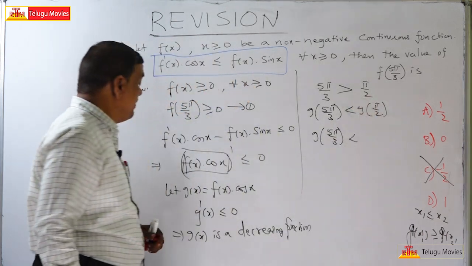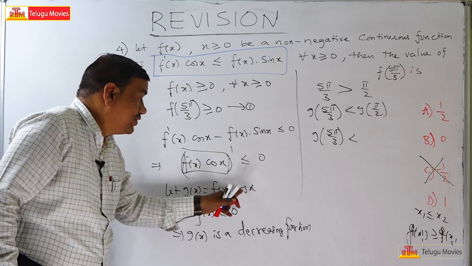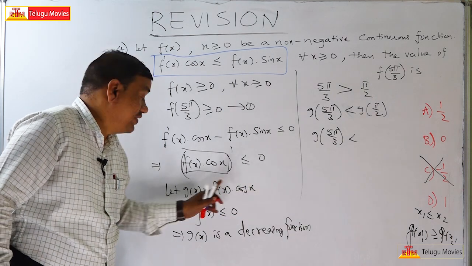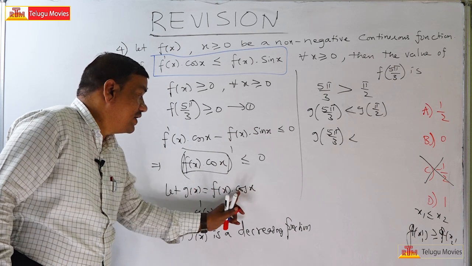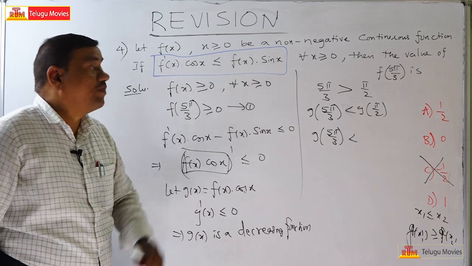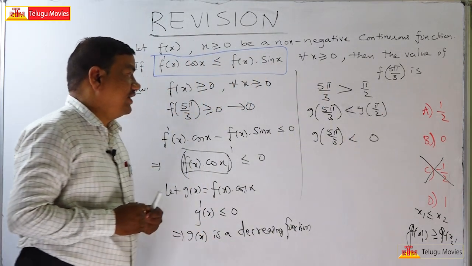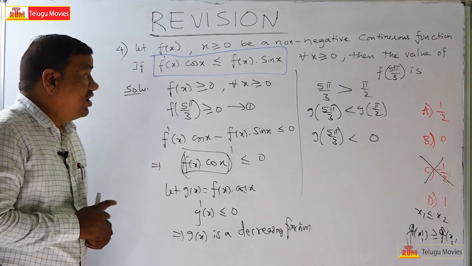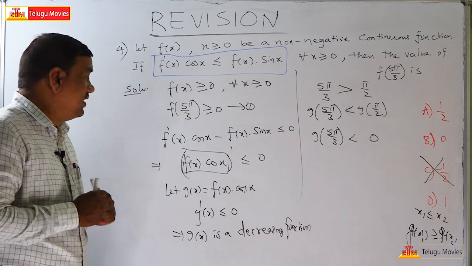What is g of pi by 2? See here, g of pi by 2 is equal to f of pi by 2 into cos pi by 2. Wherever x is there, substitute pi by 2. Cos pi by 2, cos 90, is 0. Therefore, g of pi by 2 is 0. Okay, right, very nice. G of 5 pi by 3 value is less than 0. Let us see here.